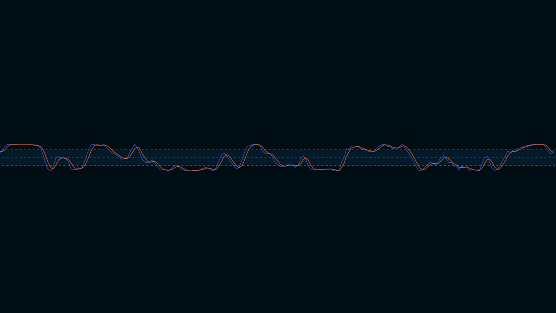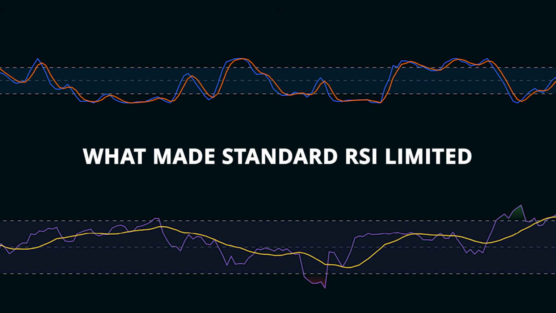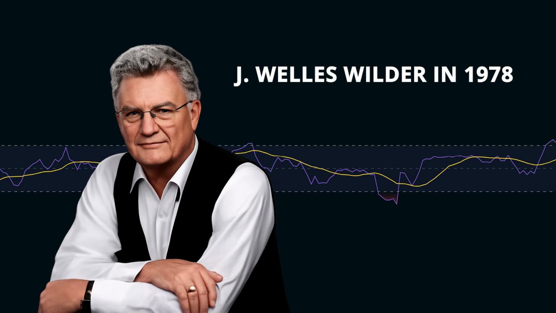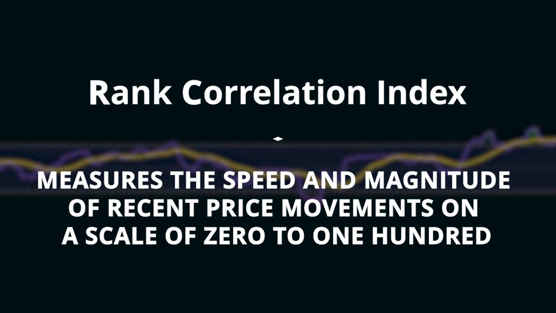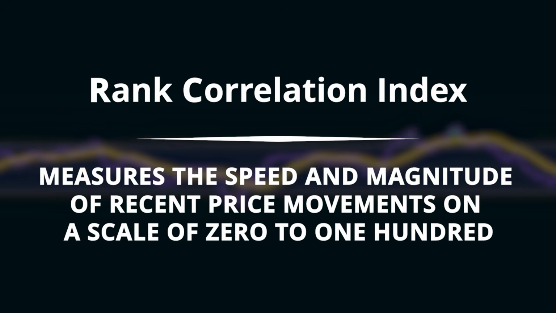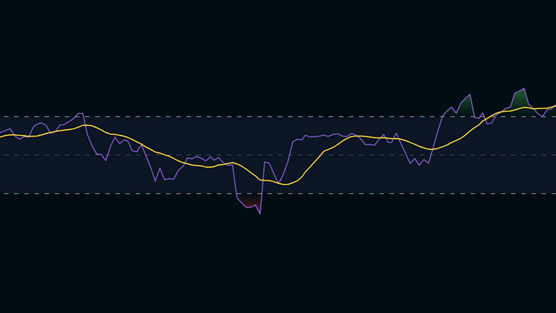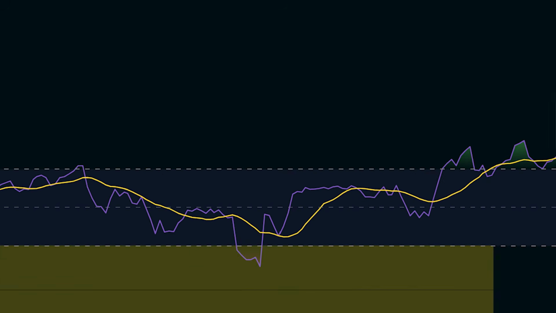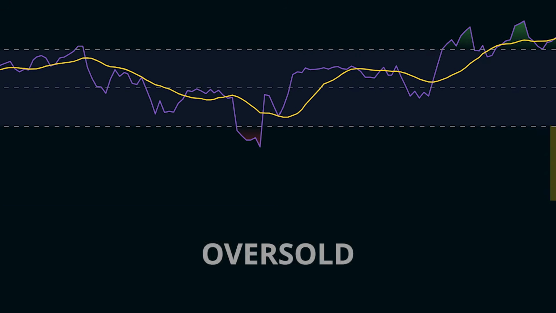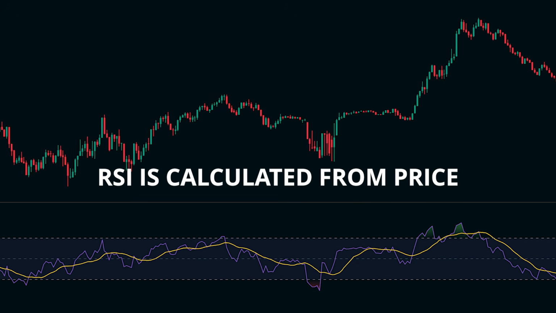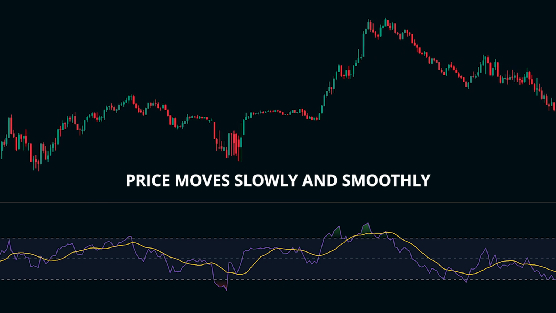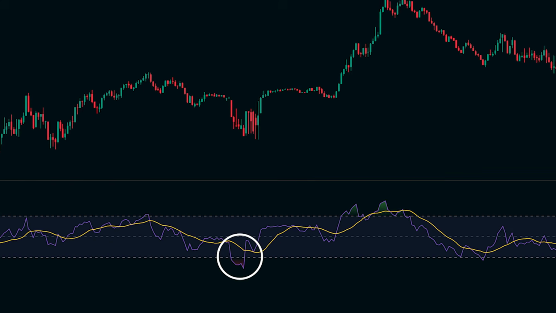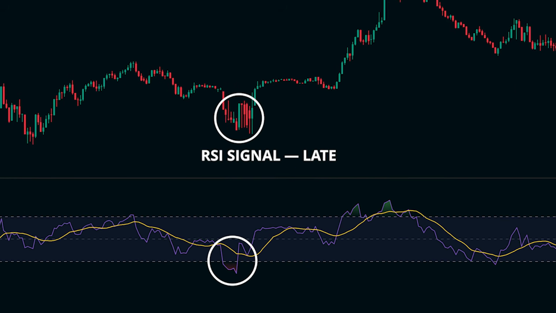To understand Stochastic RSI, we first need to understand what made Standard RSI limited. Standard RSI was developed by J. Wells Wilder in 1978. It measures the speed and magnitude of recent price movements on a scale of 0 to 100. When RSI moves above 70, the asset is considered overbought. When it moves below 30, it is considered oversold. The problem is straightforward. RSI is calculated directly from price. Price moves slowly and smoothly, so RSI moves slowly and smoothly too. By the time RSI confirms a signal, the optimal entry point has often already passed.